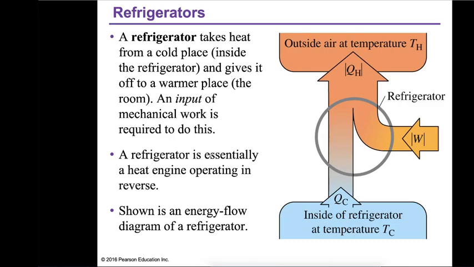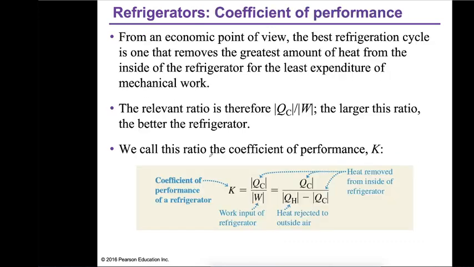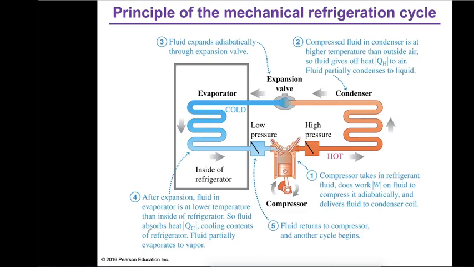So here is an energy flow diagram for a refrigerator. And for the efficiency of a refrigerator, we use QC over W. We call this ratio the coefficient of performance, K, equal to QC over W, and W is QH subtracted by QC. So here is a diagram of the cycle of a refrigerator. You can read it by yourself.